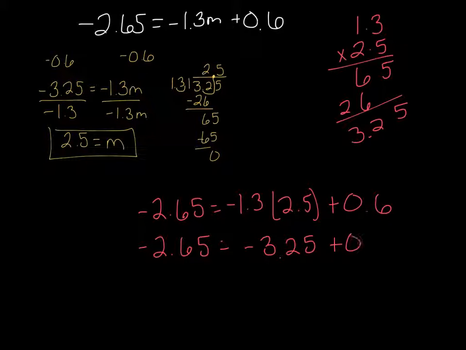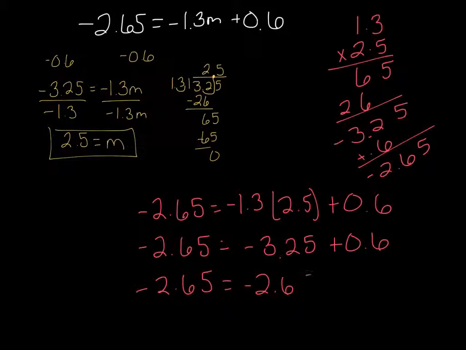plus 0.6. Those are different. So we subtract, and that gives you negative, actually that should be like that. That gives you negative 2.65. So that does check and confirms that that is our answer.